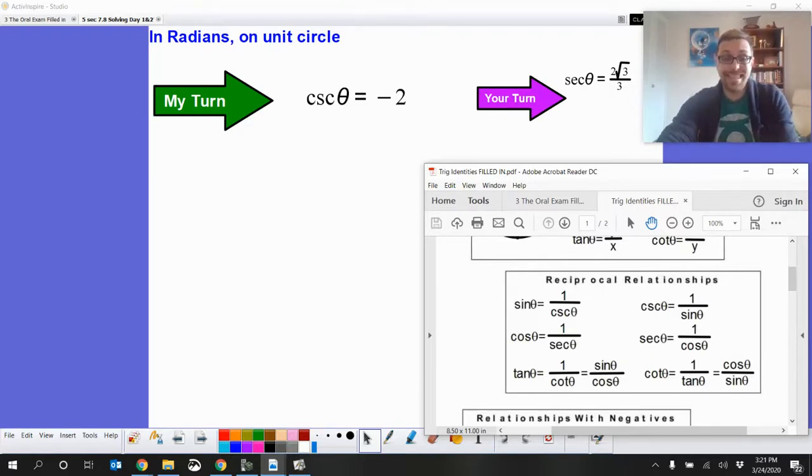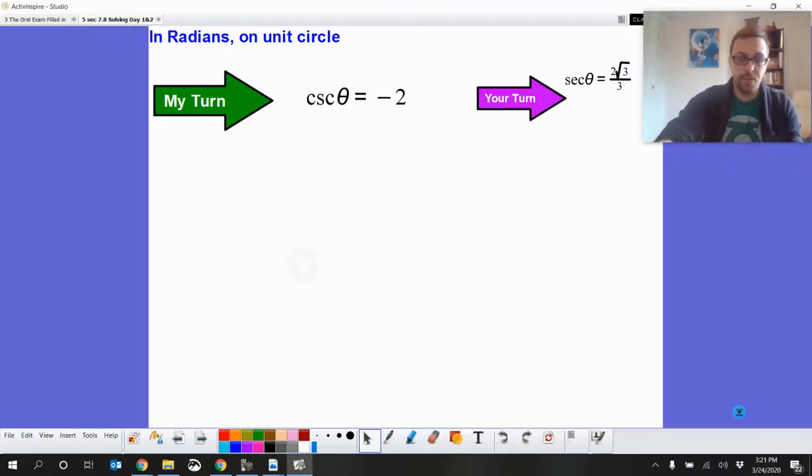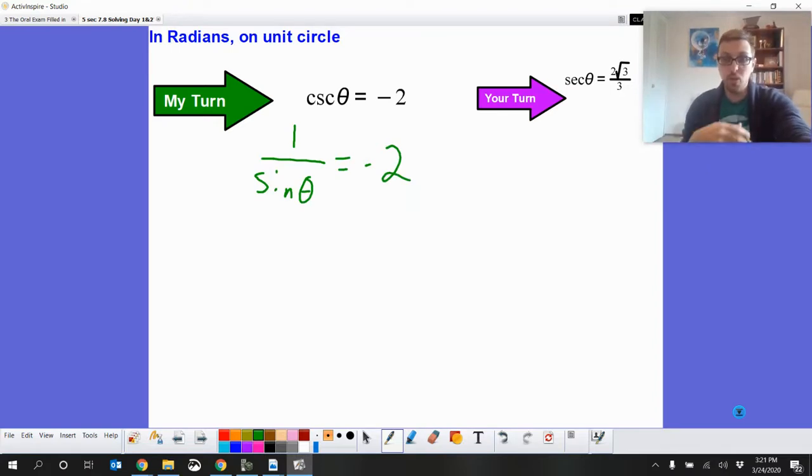So let's replace that thing that I don't know how to do, cosecant, with something I do know how to do, sine. Yeah, I'm going to get a 1 over, but whatever. You win some, you lose some. So I'm going to swap that out with 1 over sine theta equals -2. And now this is an equation that I can solve.